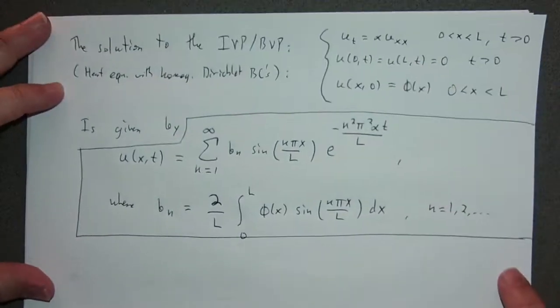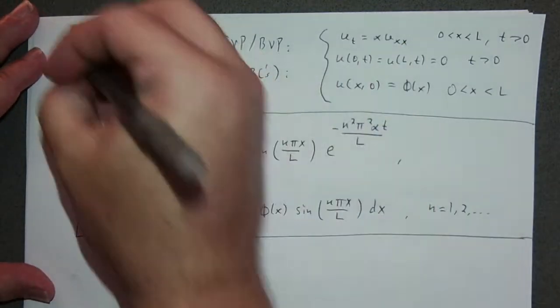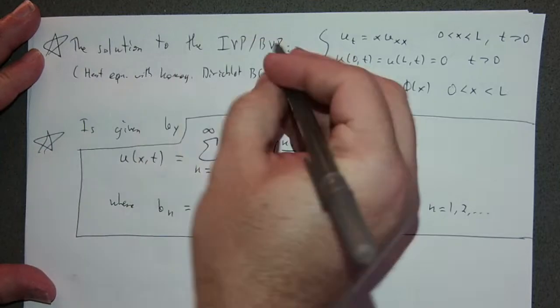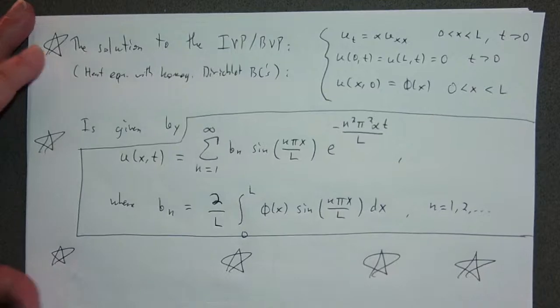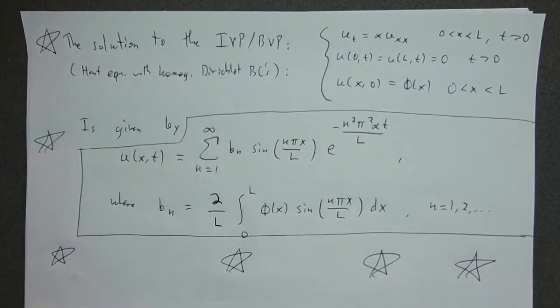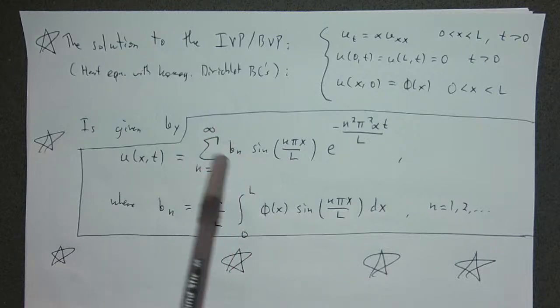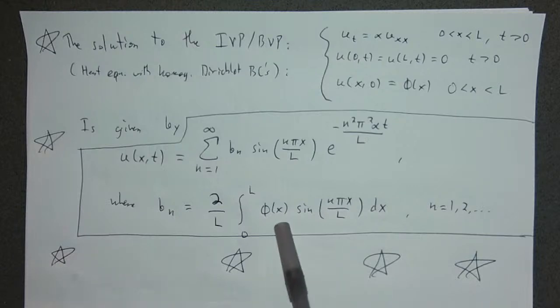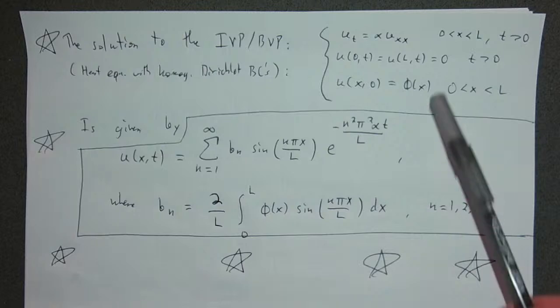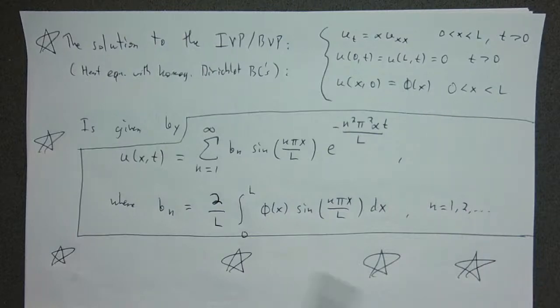So what have we shown? We have exactly shown this: that solving this IVP-BVP yields a solution that is an infinite linear combination, an infinite sum of things of the form b sub n, so coefficient times the product of these eigenfunctions we found, where b sub n are the coefficients coming from the Fourier sine series for phi. And so long as phi is nice enough, all of this works out fine.